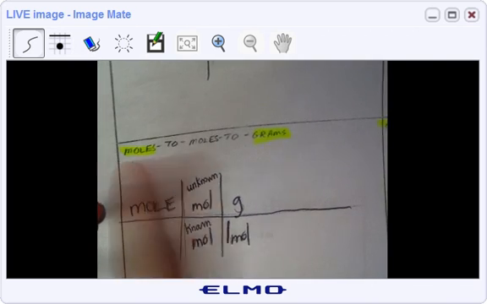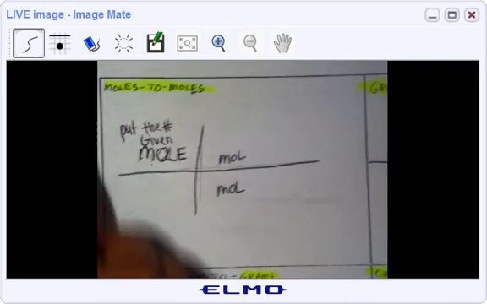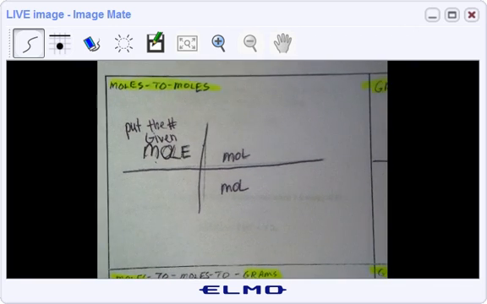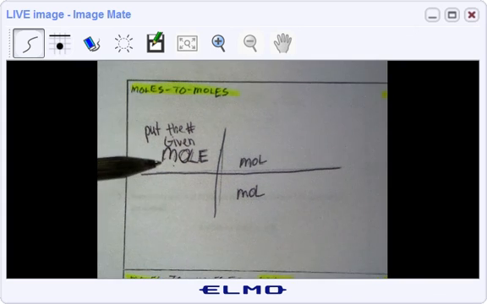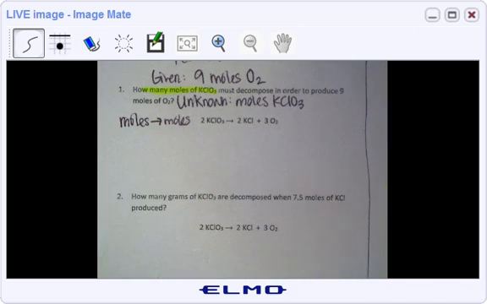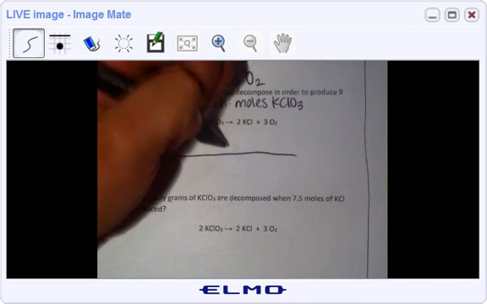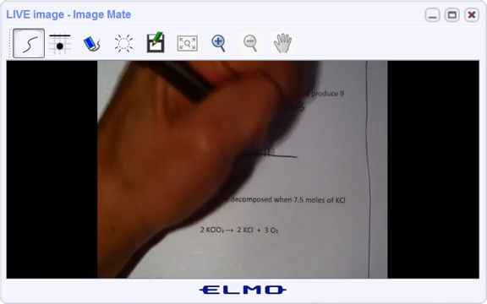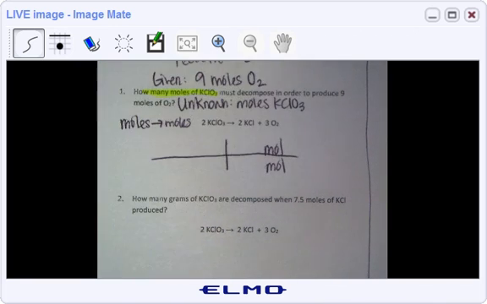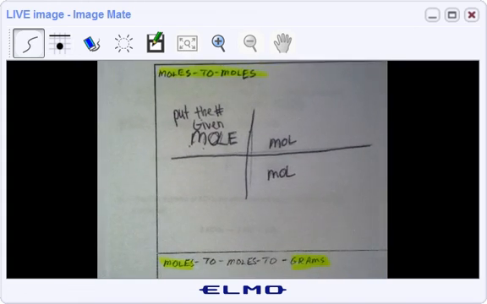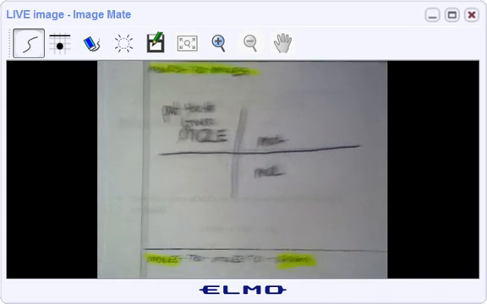Okay, this one's mole to mole. I'm just going to create a T-chart just like that. I don't write mole in capital letters. Okay, that's the number you're given. I need to put mole and mole there because that's what it says on this little pattern I'm copying. I'm just copying the pattern there, and then I plug in the coefficient. That's all I'm doing.